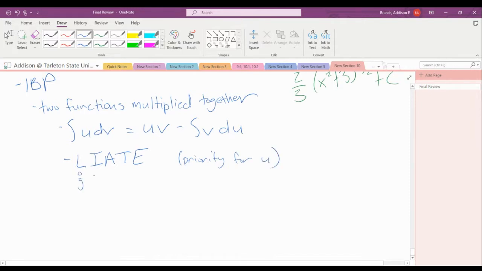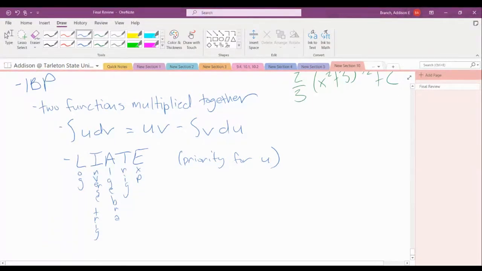Which is going to be log, inverse trig, algebra, regular trig, and exponential. Essentially the main idea is you want to get something that's going to be really easy to cancel out whenever you start actually having to rearrange things. And this one, you may have to do it a couple times.